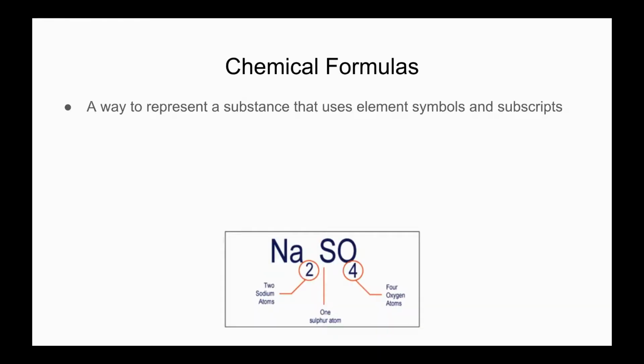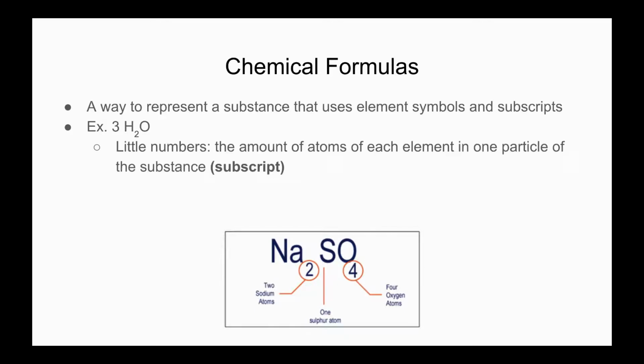Now, chemical formulas are a way to represent a substance that uses element symbols and subscripts. So for example, if I have 3 H2Os, I have 3 water molecules. The little number, this 2 right here under the H, is the amount of atoms of each element in one particle of the substance. This is called a subscript, and I've mentioned this word before in this lecture. I like to remember the name of this because sub is like submarine, which is under the surface of the water. This little subscript is under the element that it belongs to, basically.